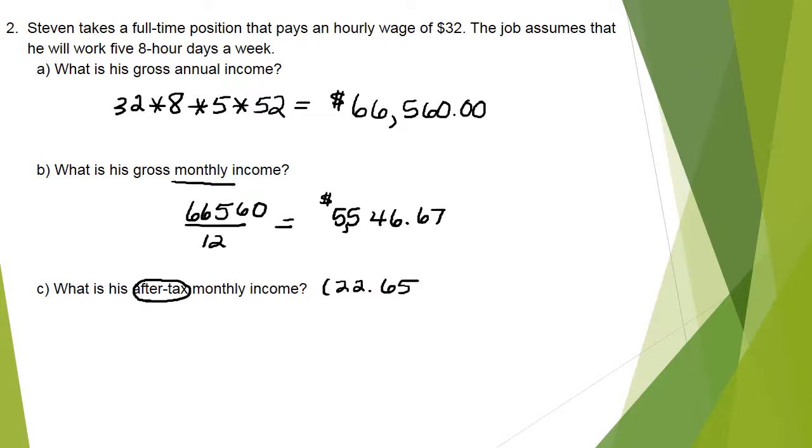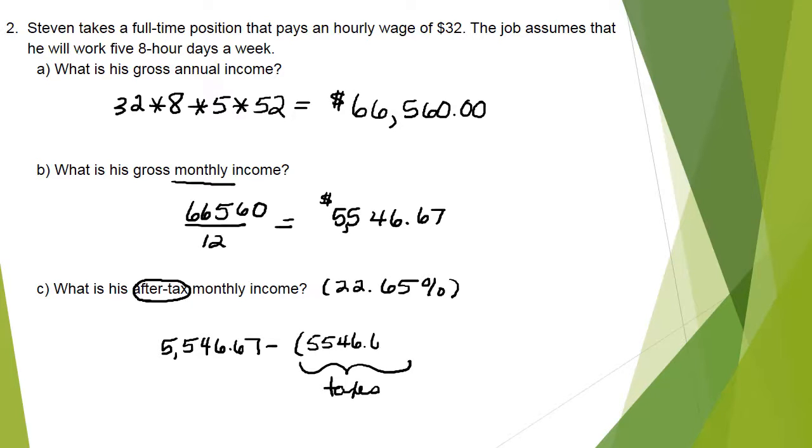So then to calculate your after-tax monthly income, we're going to use that same tax percentage as we did from the first problem, which was 22.65%. So we're going to take that monthly income pre-tax and we're going to subtract out the taxes. And again, the way we calculate our taxes is we want to take that pre-tax monthly salary and multiply it by our percentage of taxes. And again, don't forget to convert that to a decimal first. This is going to give us an after-tax income of $4,290.35. So that will be our after-tax income.